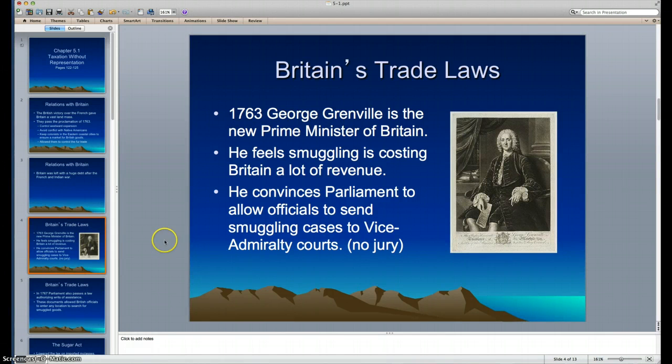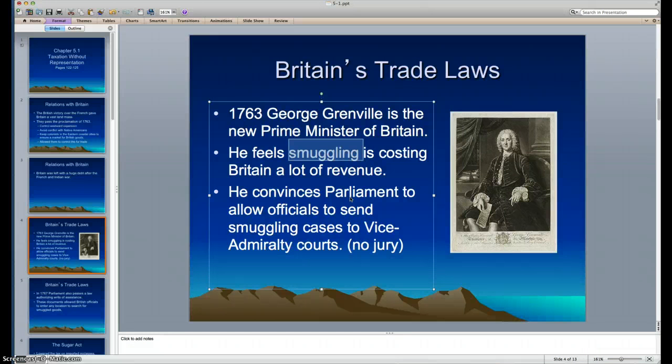This guy over here is a guy named George Grenville. He becomes the new Prime Minister of Great Britain. When he becomes the Prime Minister, he really fights against one thing, and that's smuggling. He doesn't like smuggling. He thinks smuggling is costing Britain a ton of money. In fact, he's kind of single-minded in this, where he thinks that is the biggest problem.